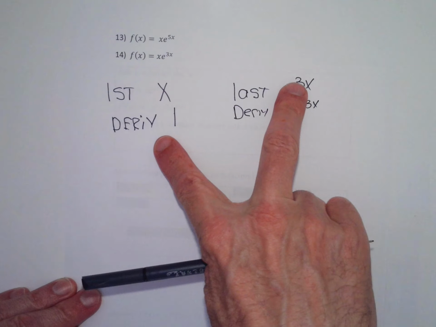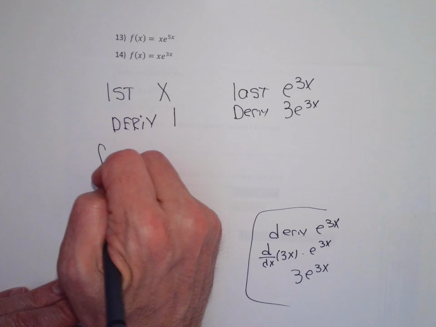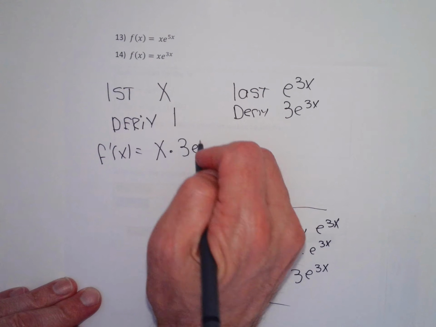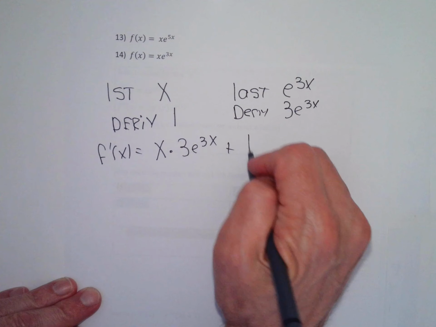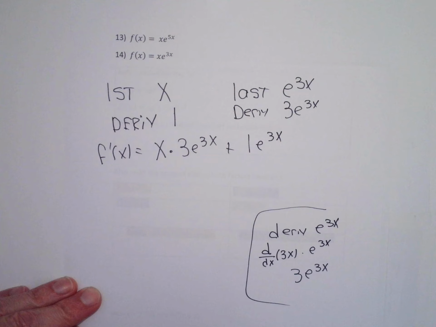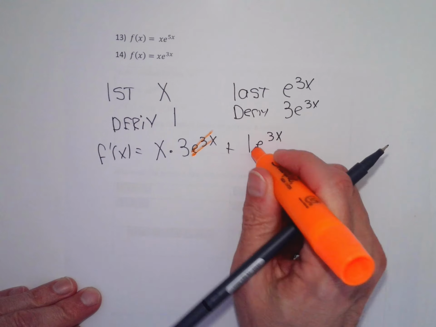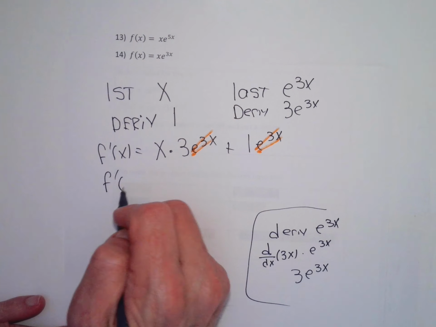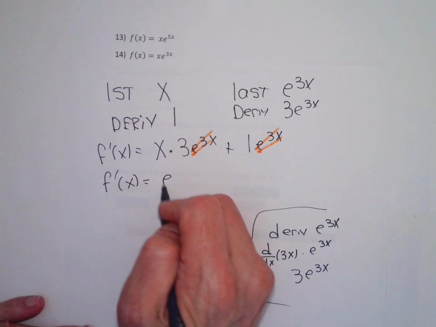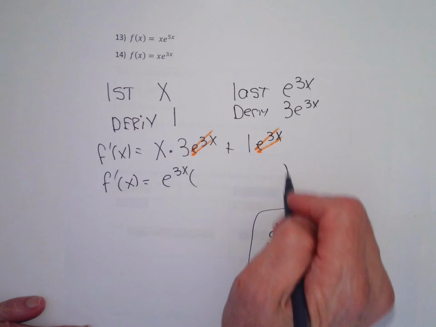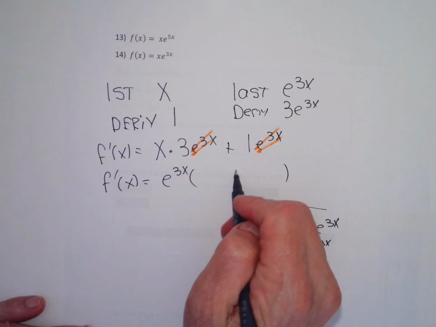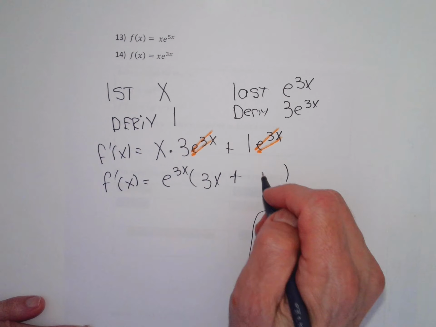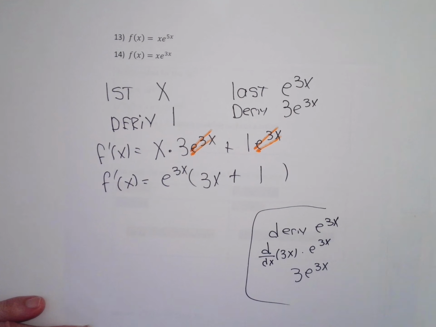Now cross multiply, put a plus between. So the derivative is x times 3e to the 3x plus 1 times e to the 3x. I'm going to pull out the common factor and write the answer in a nice order in terms of the x and the 3 that I see staring at me. So common factor e to the 3x. Before the plus sign, I have an x times 3, which I'm going to rewrite as 3 times x. After the plus sign, I'm left with a 1. That's the whole answer for 14.